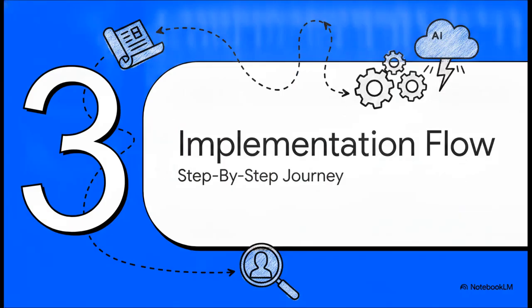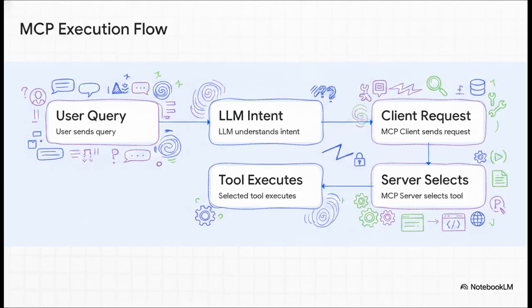Section 3, the implementation flow, a step-by-step journey. This is where we really want to focus today, mastering the basic steps of implementation by following a single user request in real time. Step 1 begins simply enough. The user sends a query. From there, in Step 2, the LLM processes that input and figures out the underlying intent. Basically, it realizes, hey, I need outside information to answer this.